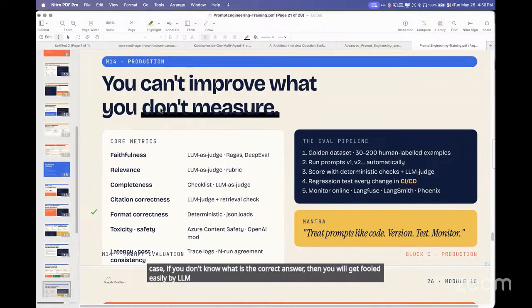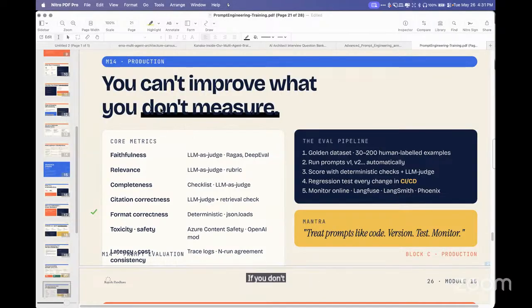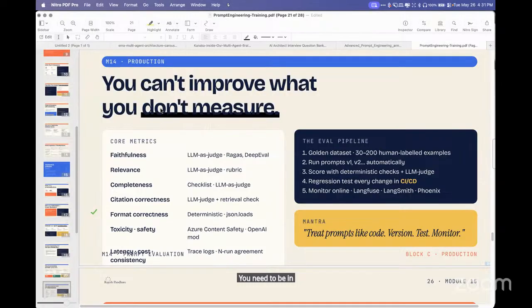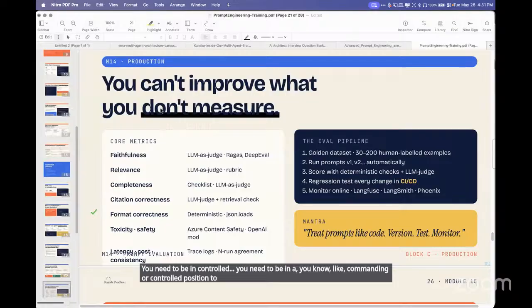And that is the most important thing you need to know: if you are giving some task to an LLM, first you need to know what the right answer for that task is. If you don't know the right answer, and the LLM hallucinates, then only God will save you. So that is the main thing everybody needs to understand: an LLM can fool you easily, but you need to be in a commanding or controlled position to check which answer is correct and which is wrong.